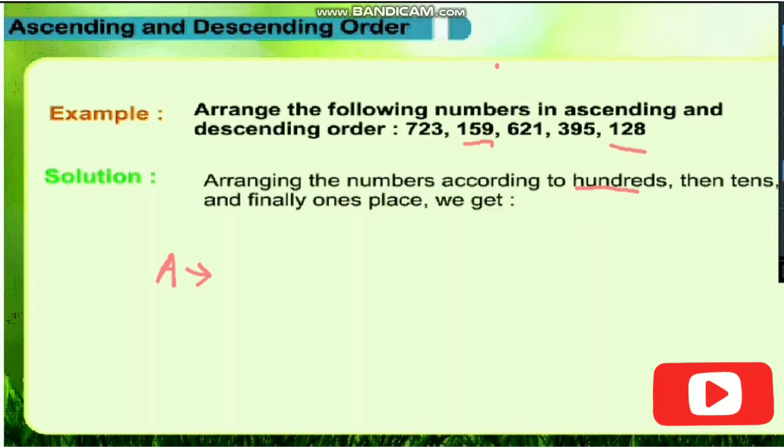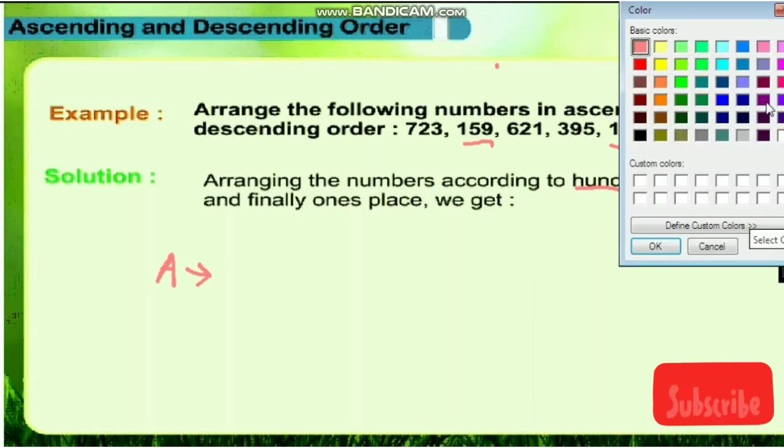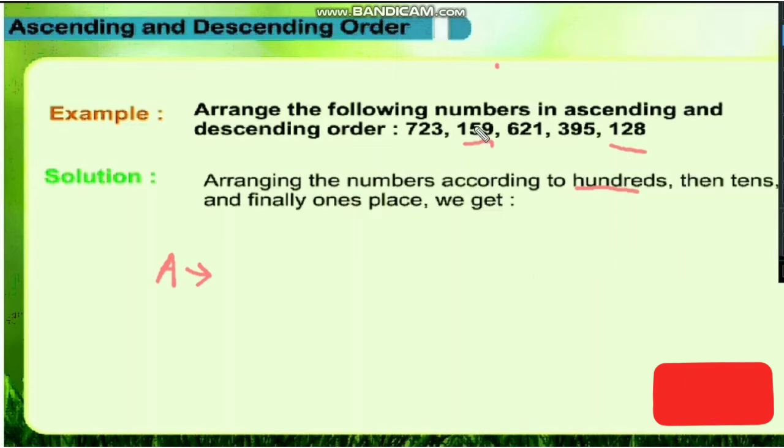We are going to compare their tens place. Now see here, at the tens place, 5 is there in this one, and here 2 is there. Now which is more, which is biggest? 5 is bigger than the 2.